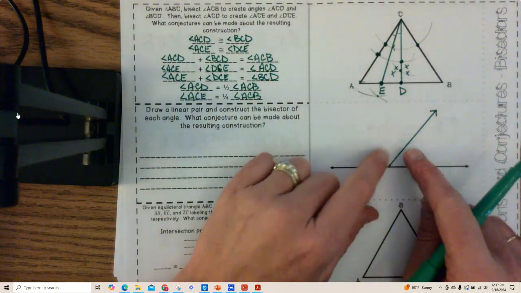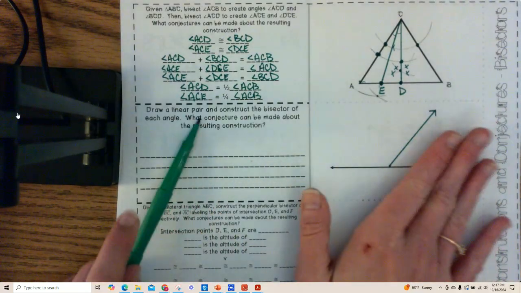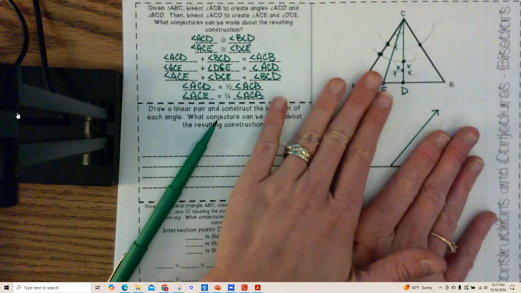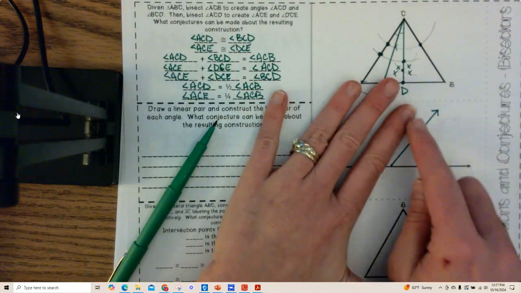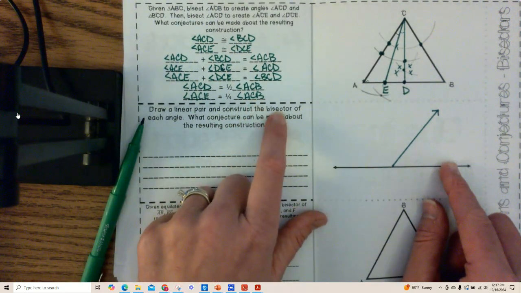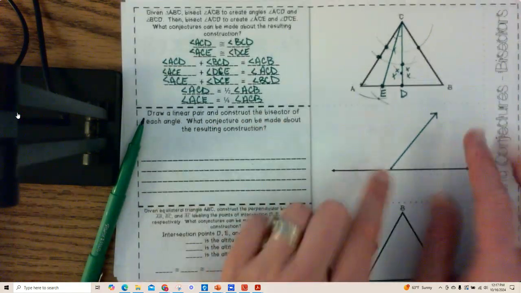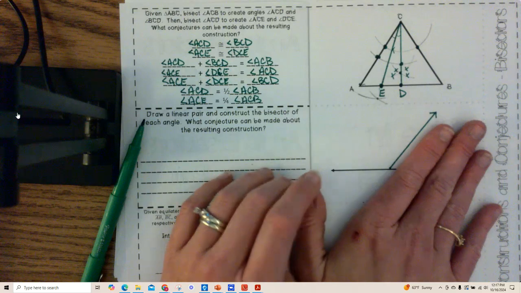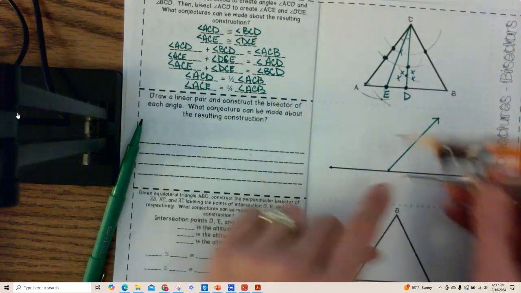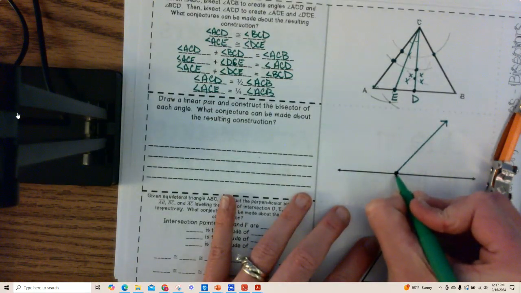So what we've done is we've created two angles. I have an angle here, and then I have an angle here. Okay? It says construct a bisector of each angle. So focus on your left angle first. Let's bisect this angle. Okay, so with your compass, put it on the vertex you made.